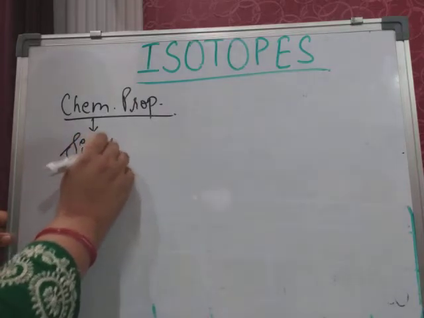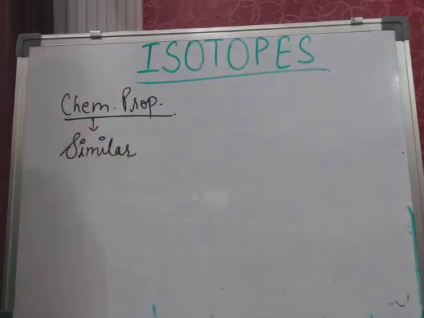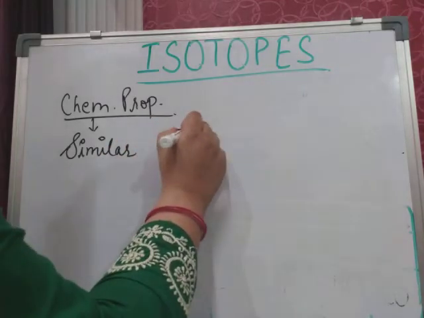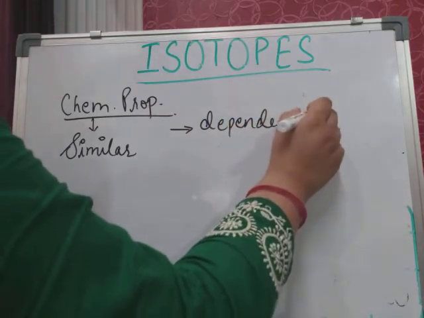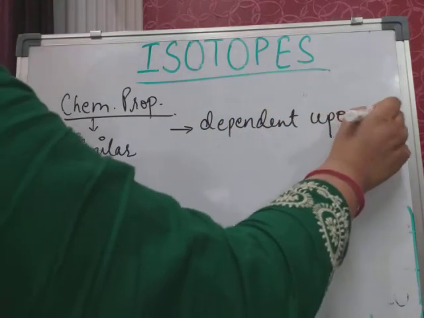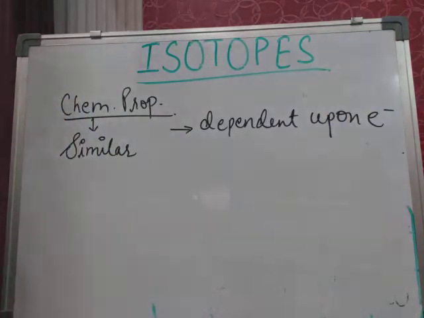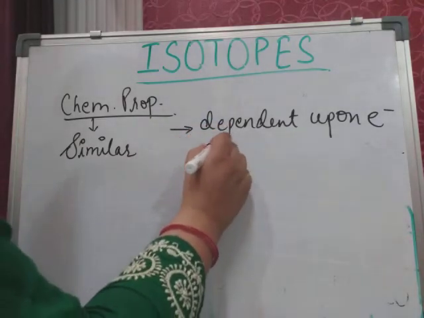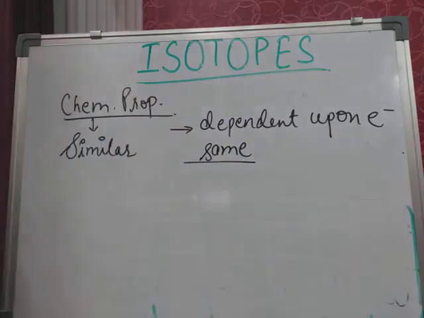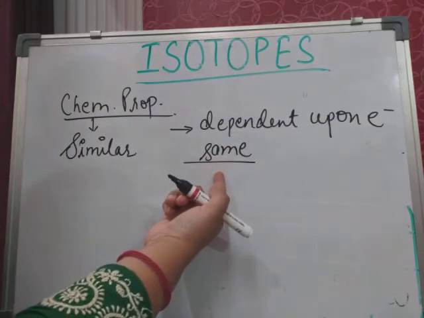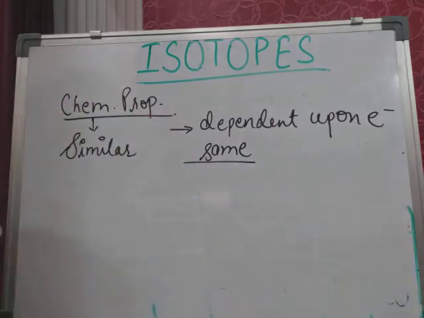Now why are the chemical properties similar? We know that chemical properties are dependent upon the number of electrons, and the number of electrons is the same in isotopes. Since they have the same number of protons and the same number of electrons, they will have similar chemical properties.